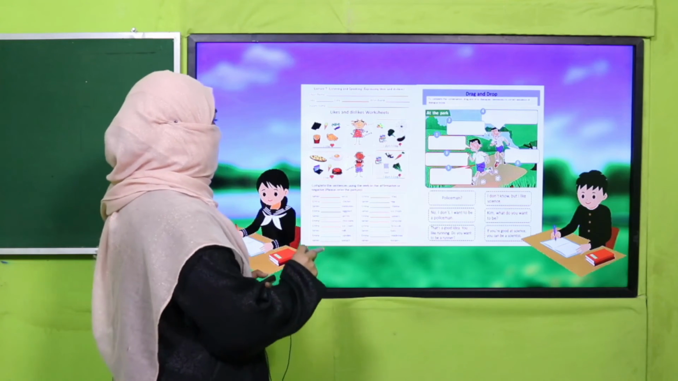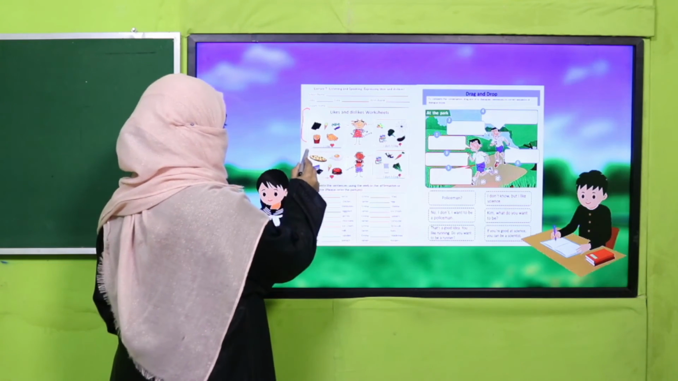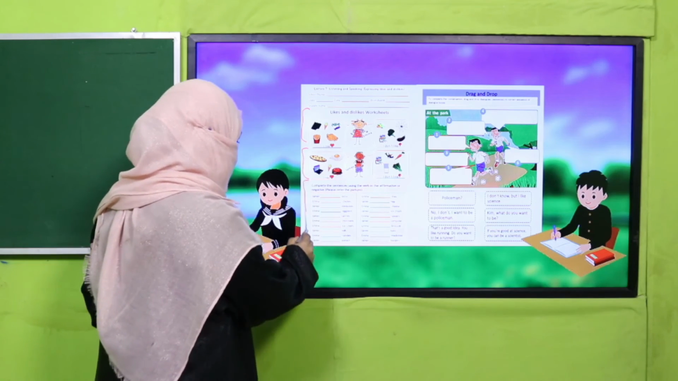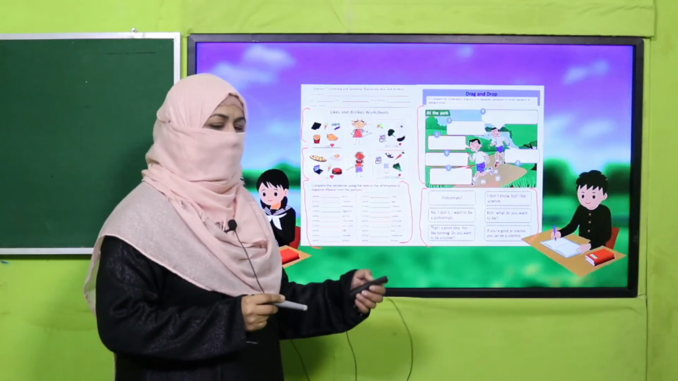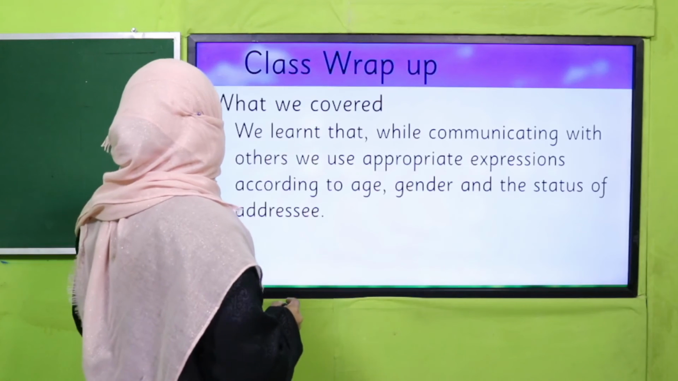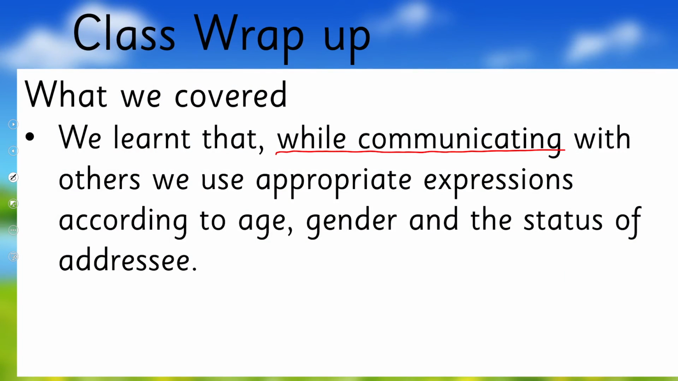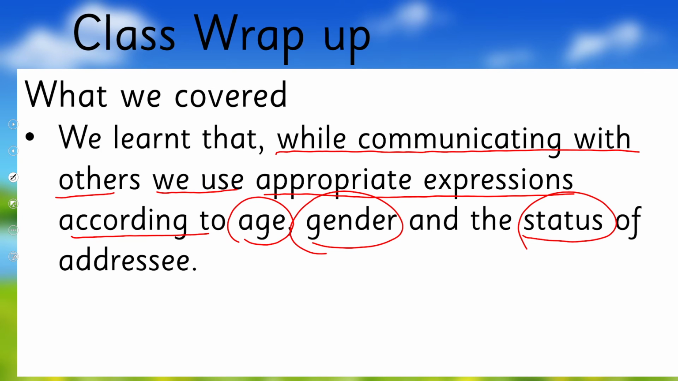And students, what you are going to do here, there are two characters, their likes and dislikes have been mentioned. You have to complete this table looking at the picture, and you have to complete this dialog box of the conversation of two boys, what they are going to say accordingly, right? So in this way, what we have learned today, we learned that while communicating with others, we use appropriate expressions according to age, gender, and status of the addressee. Addressee means the person we are talking with.